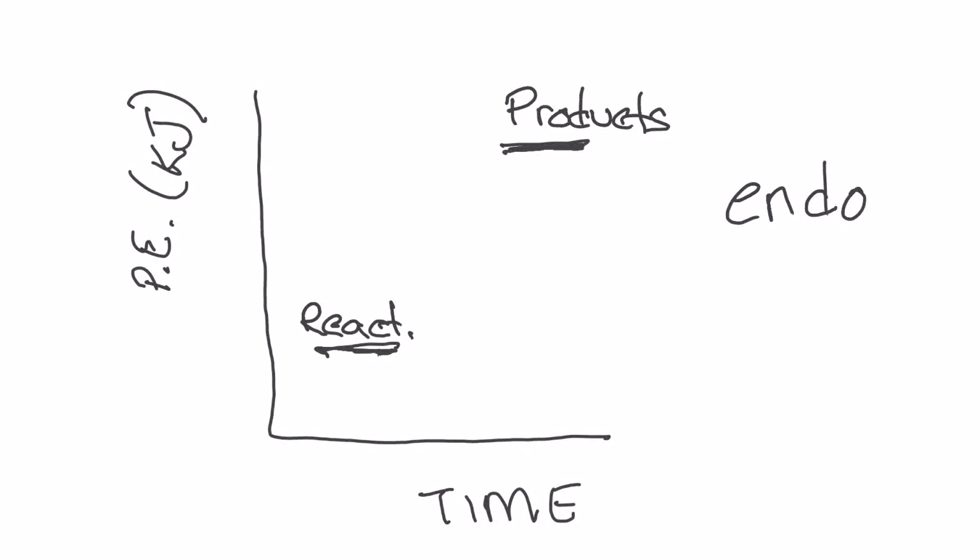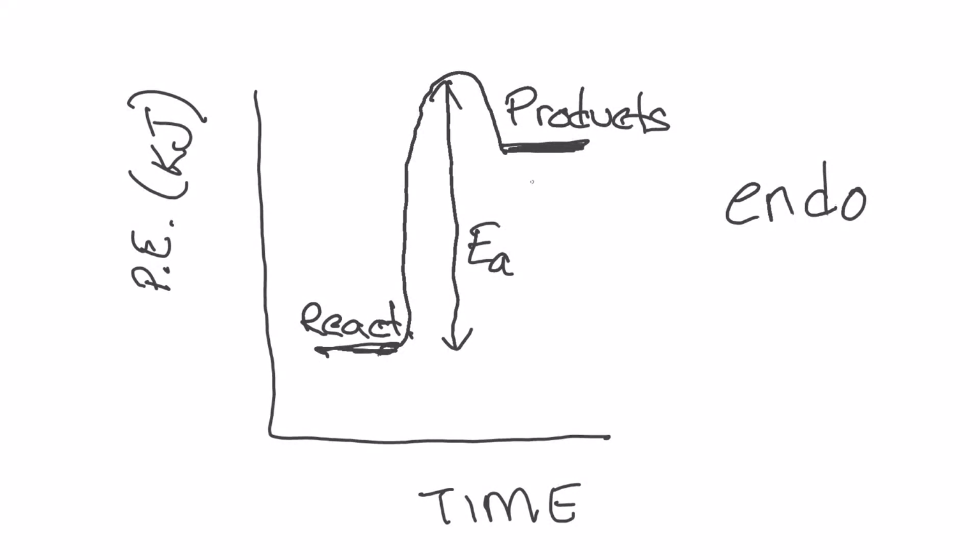But once again, to get this reaction to go, you have to kickstart it or add some activation energy to break those chemical bonds. And so the hill actually goes higher than where we end up. And this is the activation energy here, the energy needed to start this reaction. So we call that EA.